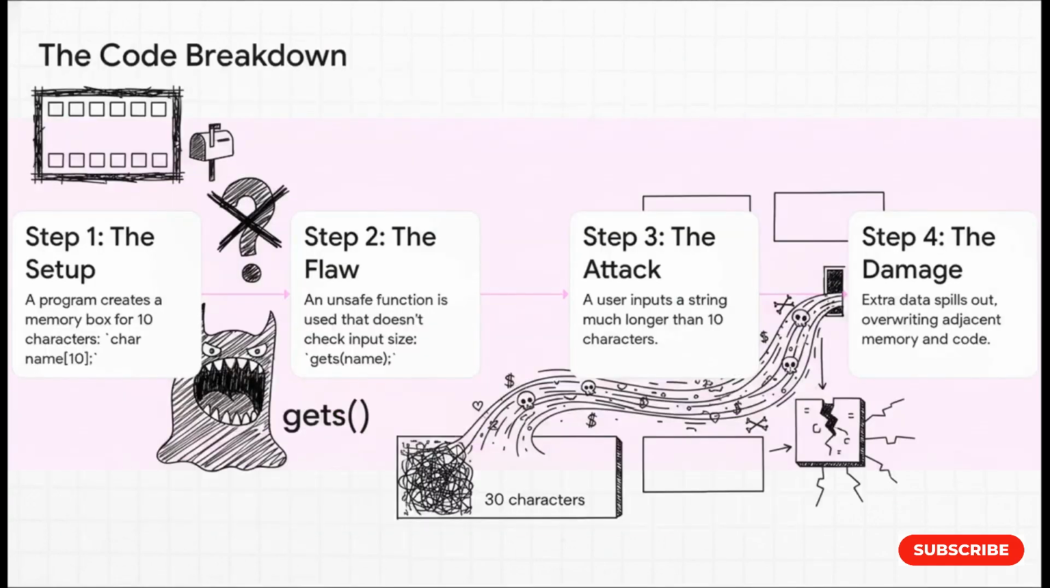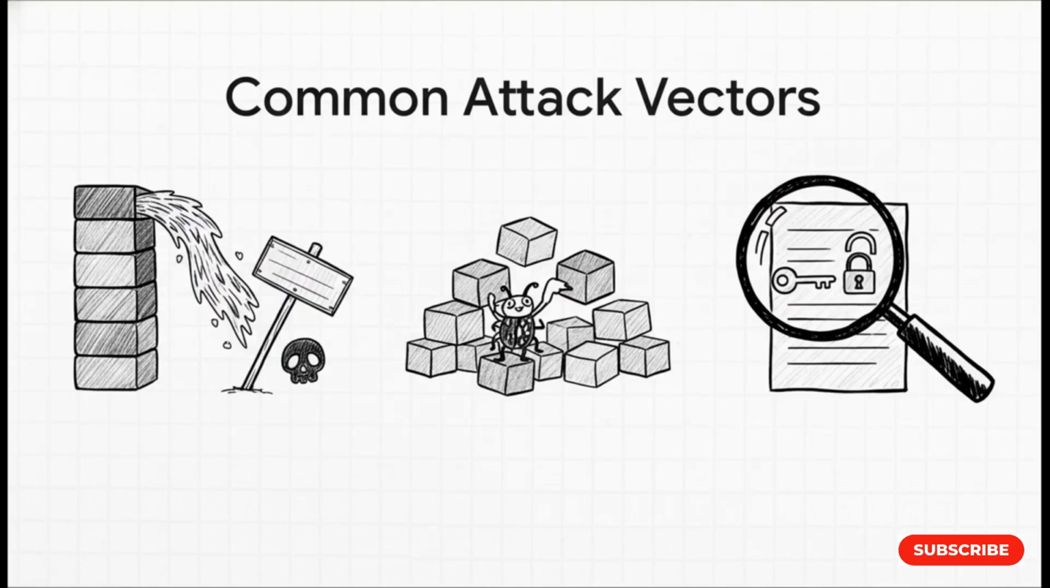It's pretty simple. First, the code creates our mailbox, a buffer built for just 10 characters. But then, in step 2, it uses this notoriously unsafe function that never bothers to ask, hey, how big is this package? So when an attacker in step 3 types in a 30-character name, well, those extra 20 characters spill out and start overwriting other critical parts of the program's memory, like the actual instructions telling the program what to do next.